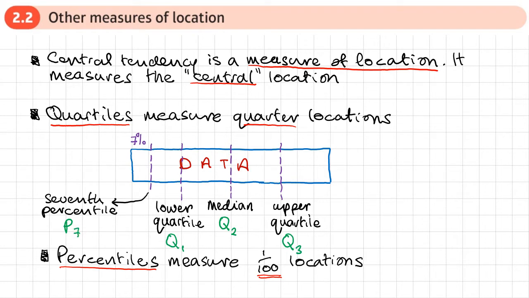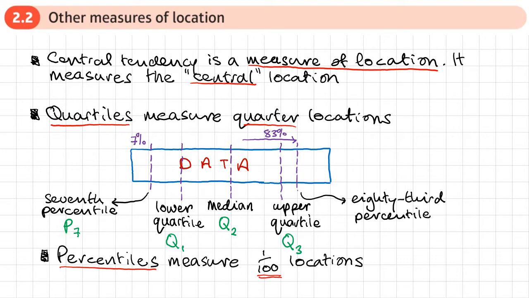So let's pick another point. Let's say I had a point here, so I'm just picking a random number, and let's say that this value here from the start was 83% of the way through our data. 83%. So we would call this the 83rd percentile, and we would write that as P with a little 83 at the bottom.